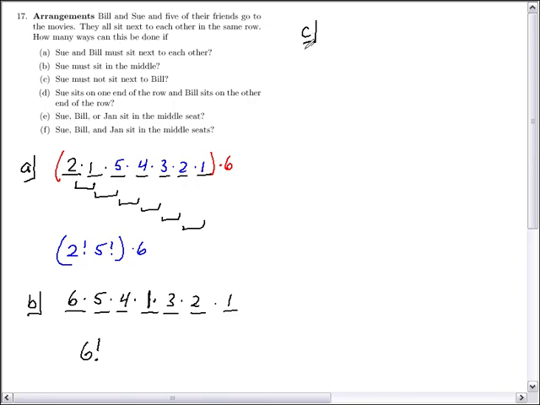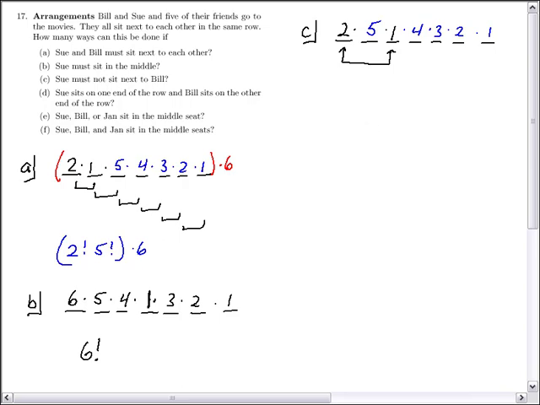Part C, Sue must not sit next to Bill. So in this example, we want Bill and Sue to have at least one seat between them. So it's sort of like Part A, except now instead of them being next to each other, they can be apart. So we put one of them in the first seat and the other one in the third seat. Now the other people have no restrictions, so they can be in any seat. So 5, 4, 3, 2, 1.